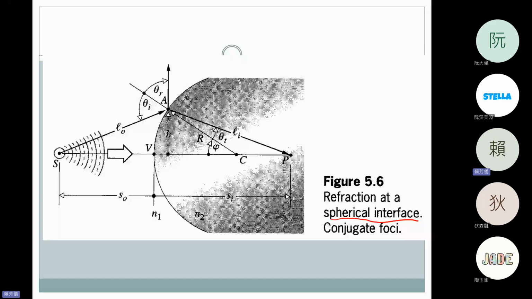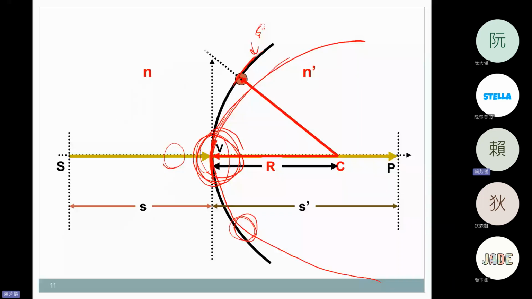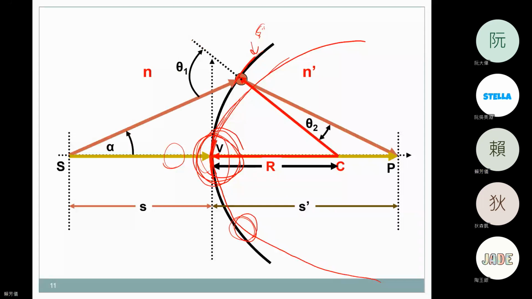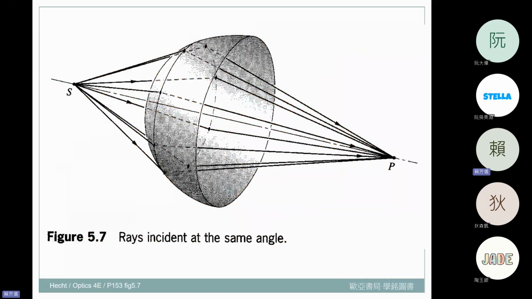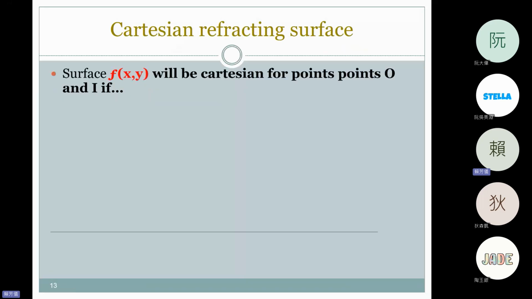Okay, so here we can use a simple method to find the image equation. The image equation means that if we know the object position and the refractive index of the interface, then we can use the equation to find out where the image position should be.